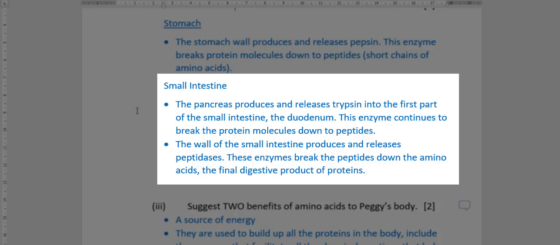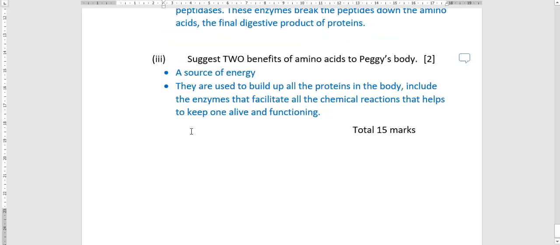Okay? So stomach wall, pepsin. Duodenum, trypsin. The rest of the small intestine, peptidase. Okay? Pepsin and trypsin break the proteins down to peptides, and peptidases break the peptides to amino acids, which is the final product. Okay? And now we're at our last part of the question.